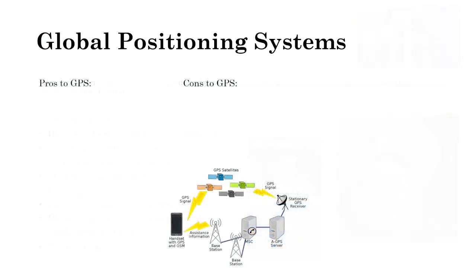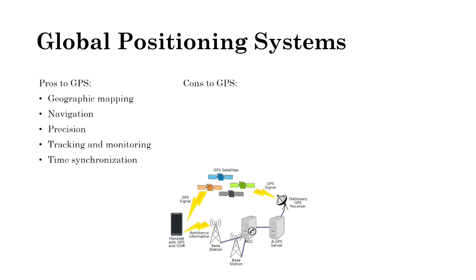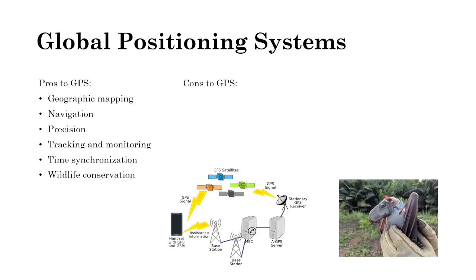Now, there are some pros and cons to using a GPS system. This is kind of a diagram to show how they work a little bit. The pros can include geographic mapping, as well as navigation, precision. They're very accurate. Tracking and monitoring people and events, as well as being very time accurate. You can conserve the wildlife.